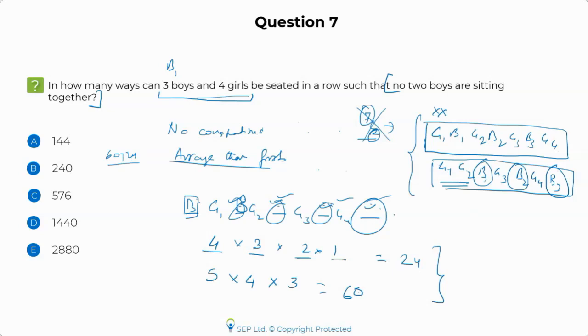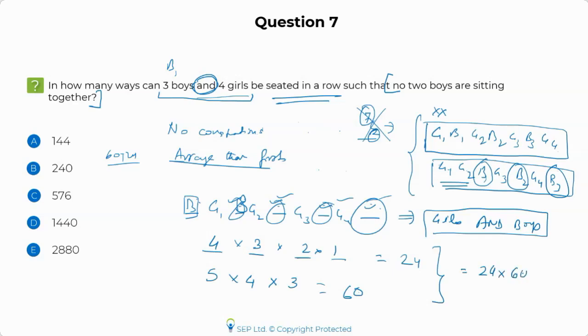But you can understand in this way also that you have to make the girls sit and you also need to make sure that the boys sit. Obviously, this is not an 'and or' scenario. Both of them need to be seated in the row. So, the word 'and' is also given. So that gives an indication that you need to multiply these two cases. So you would say 24 times 60, which would give you 1440. So the correct answer in this case is option D.